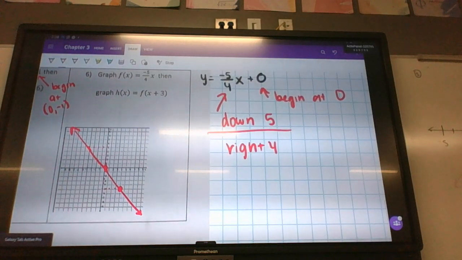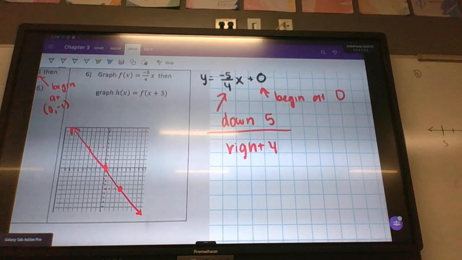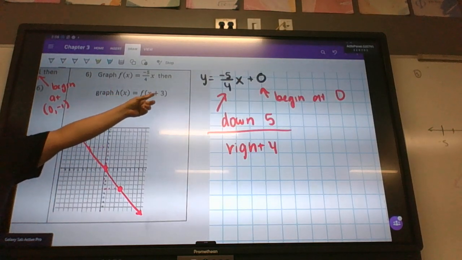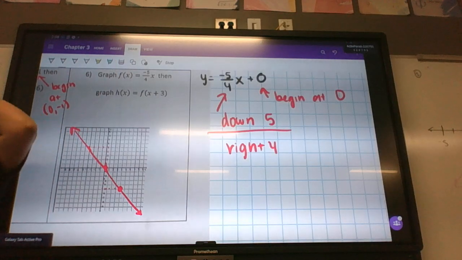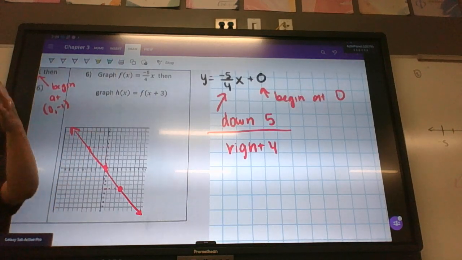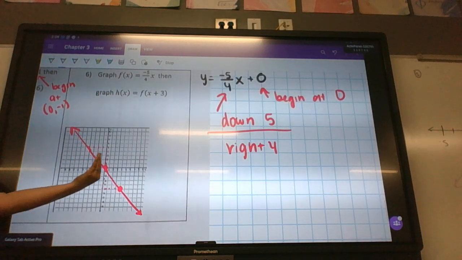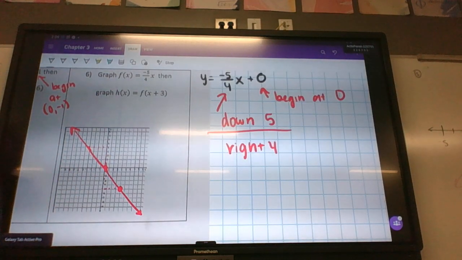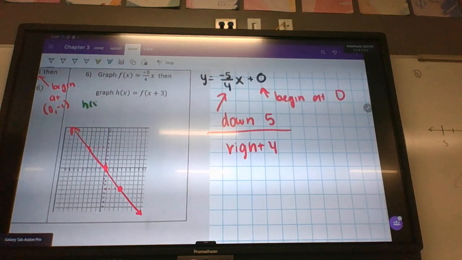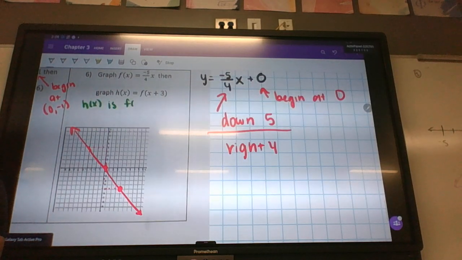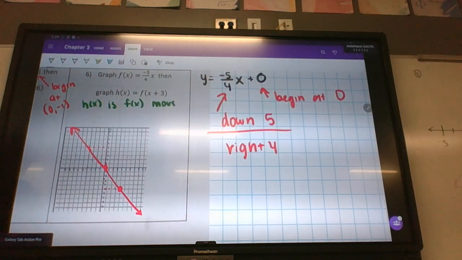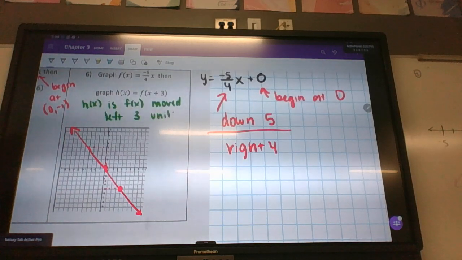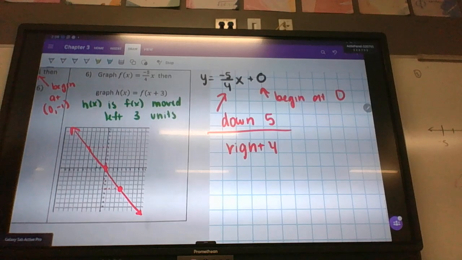Okay. I already heard someone in the back. They know what to do. They know how H is going to be. What does this plus 3 do to the graph of f? Left 3. Good. And if you're saying back this way, you're right. Left 3, back 3. So H is f of x moved left 3 units. So every point I'm counting left 3.